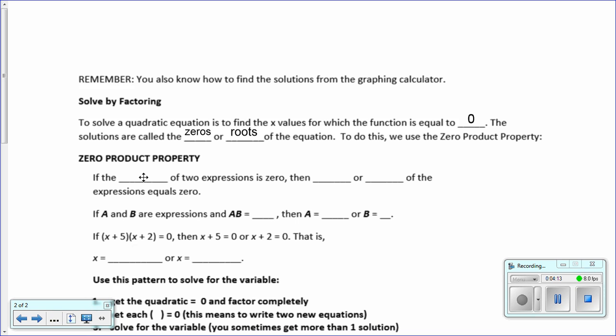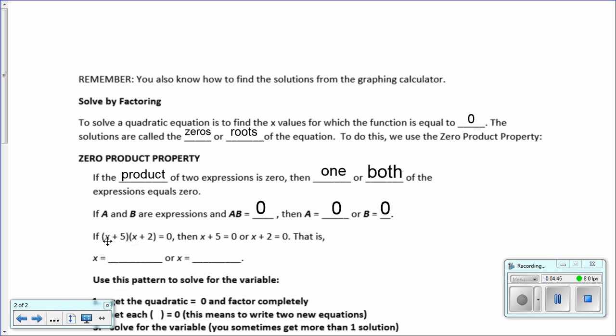It says, if the product of 2 expressions is 0, then one or both of the expressions has to equal 0. That's the only way you're going to get 2 things being multiplied together that equal 0. One of them has to be 0, or the other one, or both of them. So for example, if I had A and B being multiplied together to equal 0, then A can equal 0, or B can equal 0, or they can both be 0. And this is where you're getting the 2 answers.